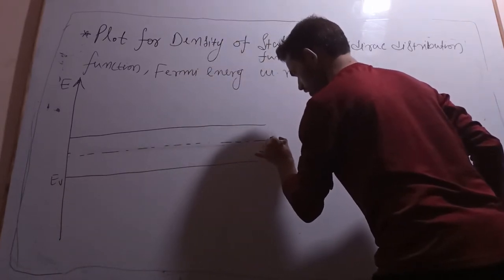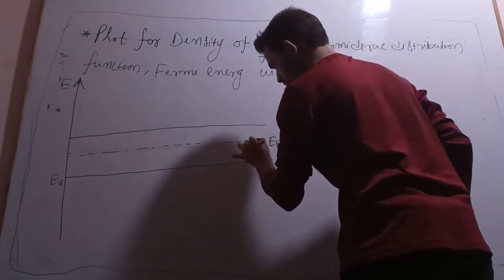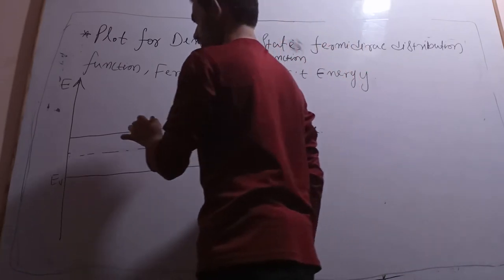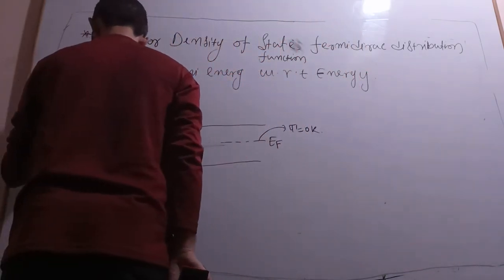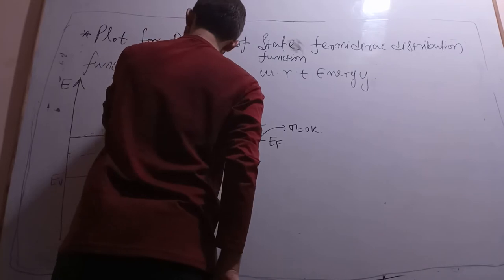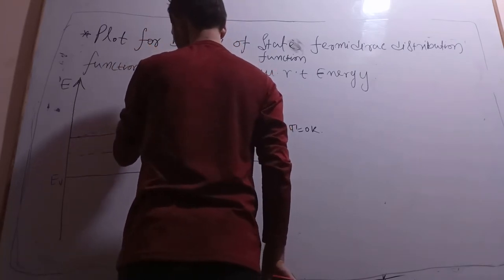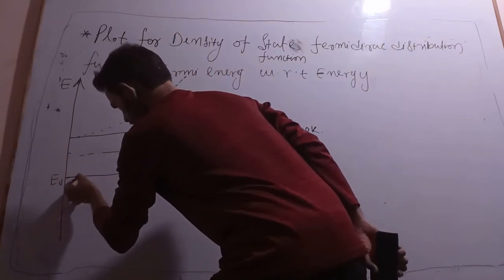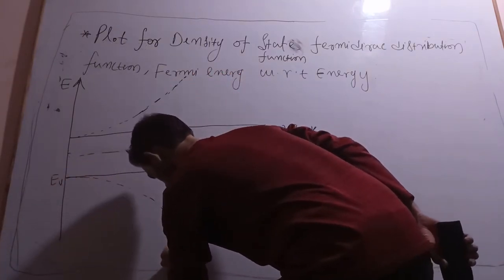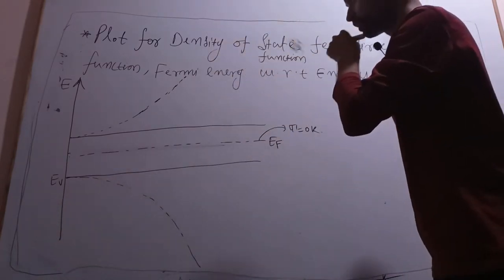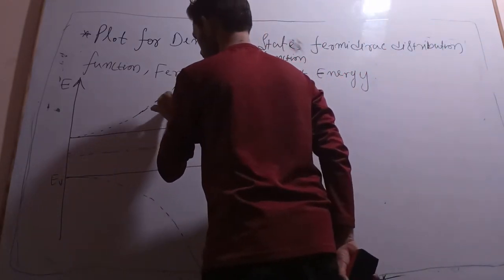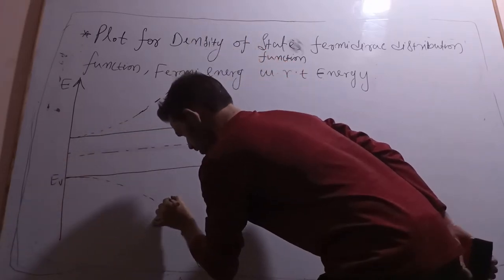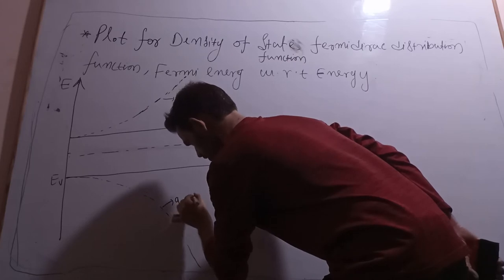Under 0 degree Kelvin. So this is EF, the Fermi energy level. This is for 0 degree Kelvin. Now if you see here, this is my density of state in conduction band, and this is my density of state in valence band. This is my GC of E, and this is my GV of E.